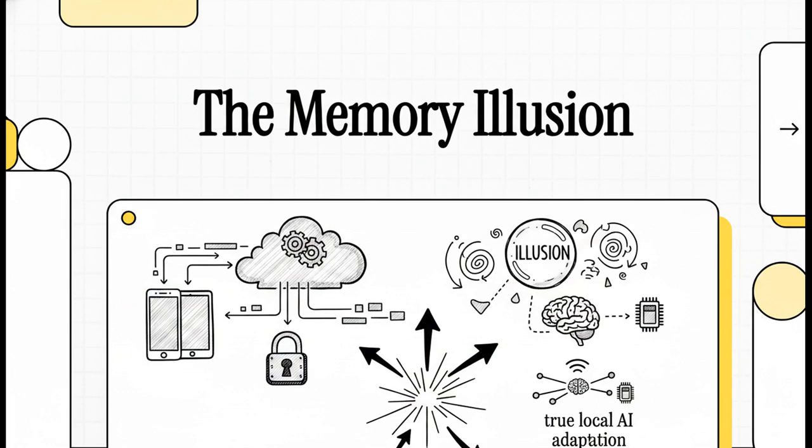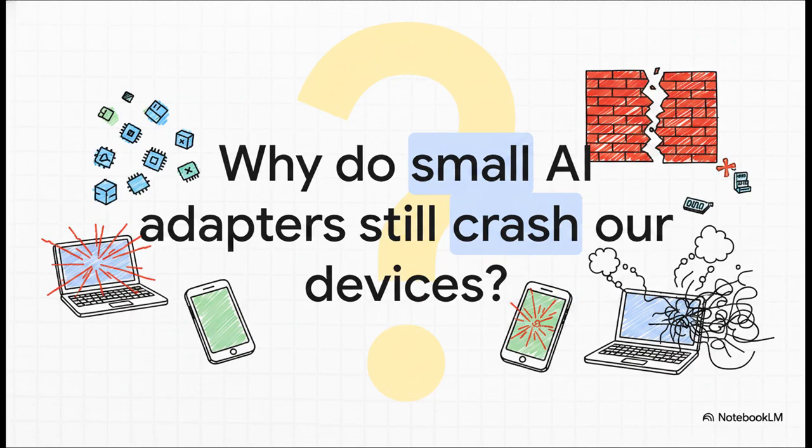So we're going to unpack exactly what this illusion is and how a completely new breakthrough is finally making true local AI adaptation a reality. Let's dive in. Now, let me ask you something that's been keeping developers up at night. If modern AI adapters are supposedly microscopic, like updating less than 1% of a model's parameters, why do they still instantly crash our devices? Think about it.